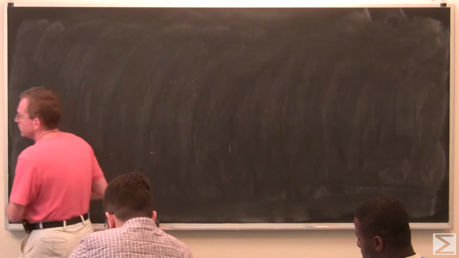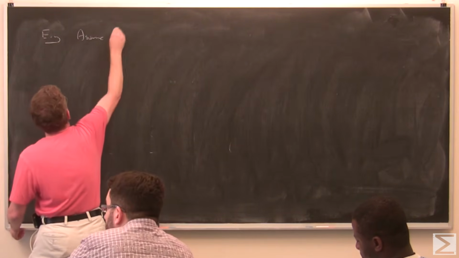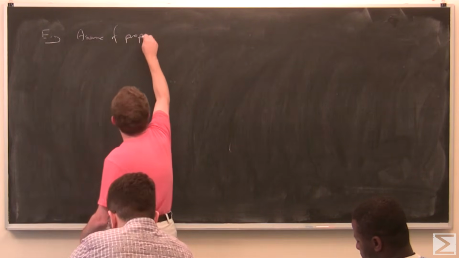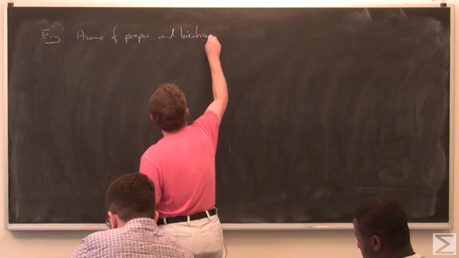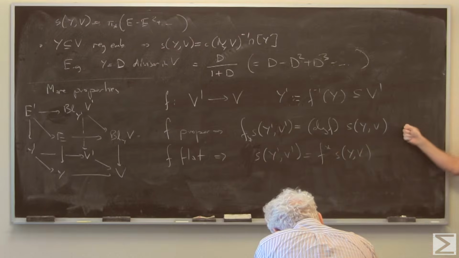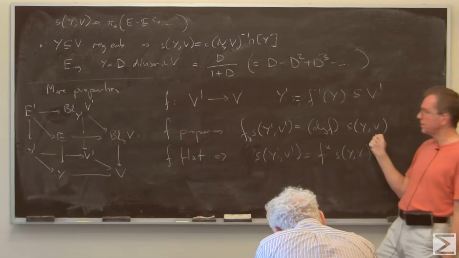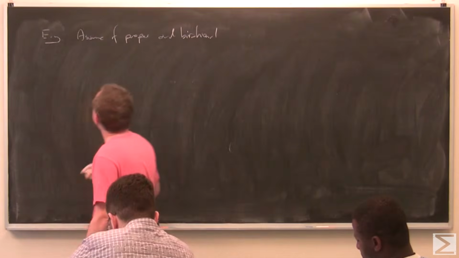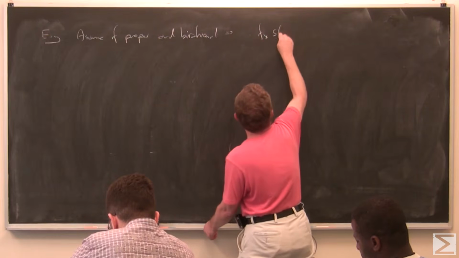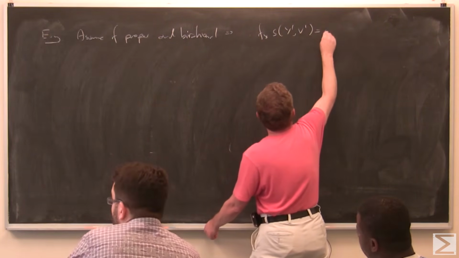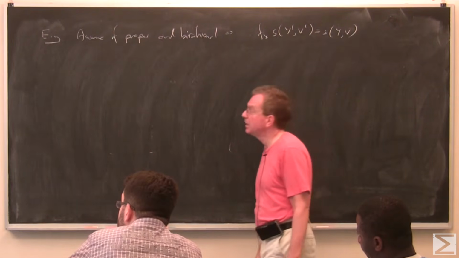So for example, and this is probably the most important example, assume that f is proper and birational. Then this tells you that the push forward of the Segre class of the inverse image equals the Segre class. Degree f equals 1. So then you have f lower star of s(y', v') equals s(y).